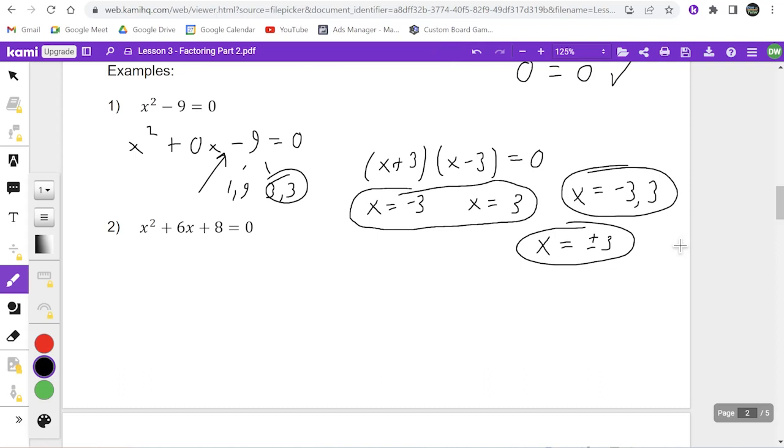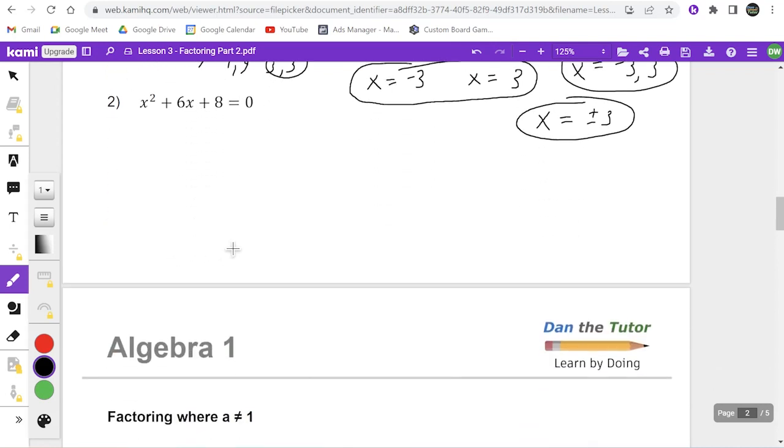Okay. So next, number 2. x squared plus 6x plus 8 equals 0. Again, we're going to do the same thing. List out the factors of 8. We've got 1 and 8 and 4 and 2. And then, since they're both positive, and I know that because that's a positive and that's a positive right there as well, they need to add up to positive 6. 1 plus 8 is 9, no good. 4 plus 2 is 6, that's the one.